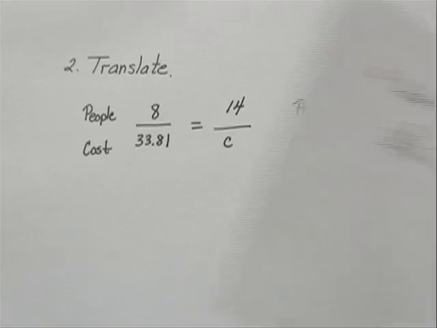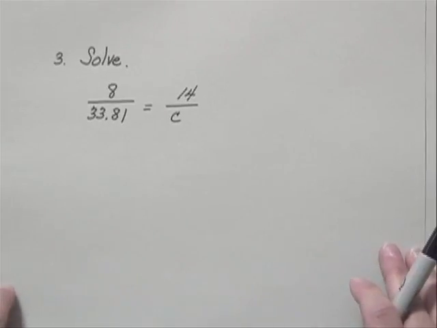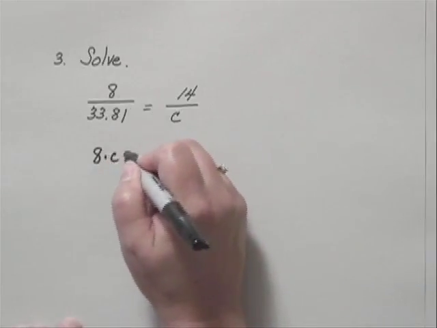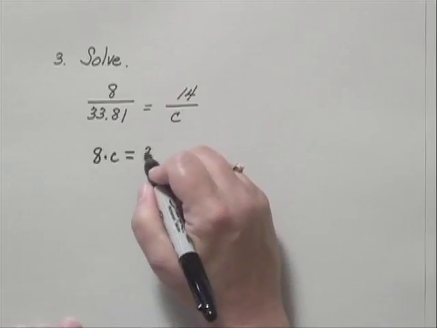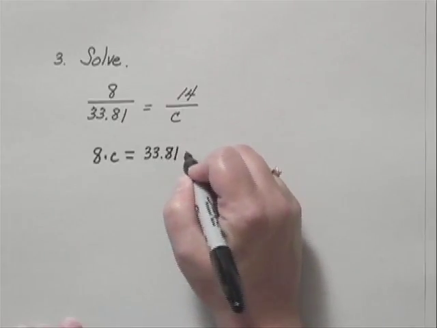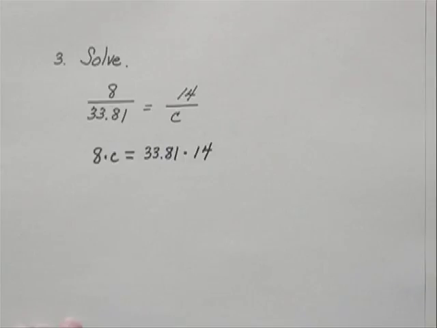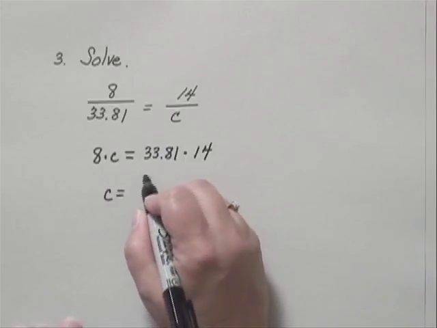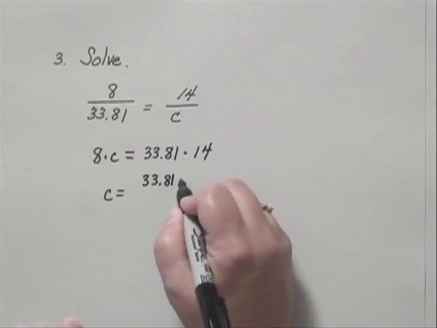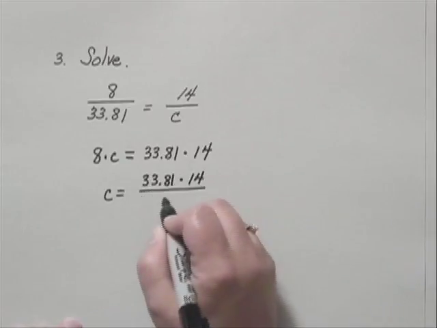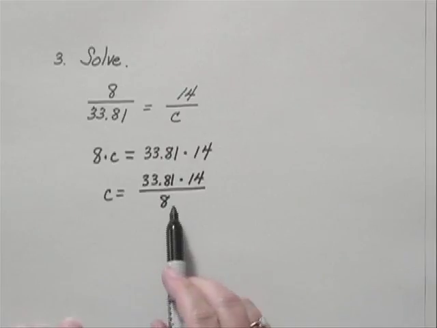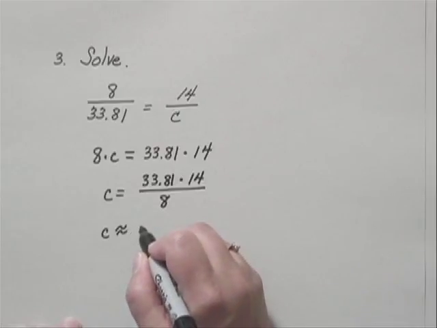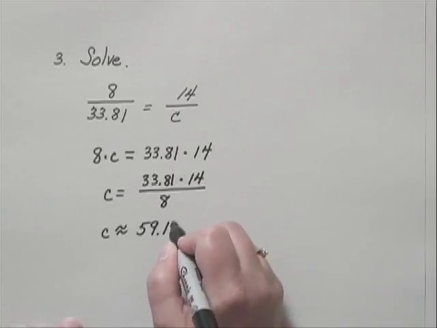Step 3 is to solve the proportion, and to solve we will equate cross products. We have 8 times C equals 33.81 times 14. Dividing both sides by 8, we have C equals 33.81 times 14 divided by 8. If we carry out that calculation and round to the nearest hundredth, the nearest penny, we have 59.17.